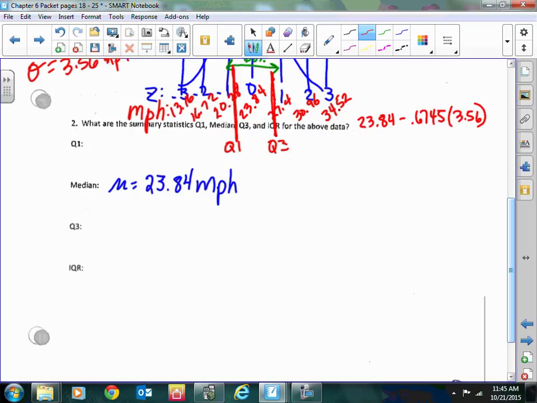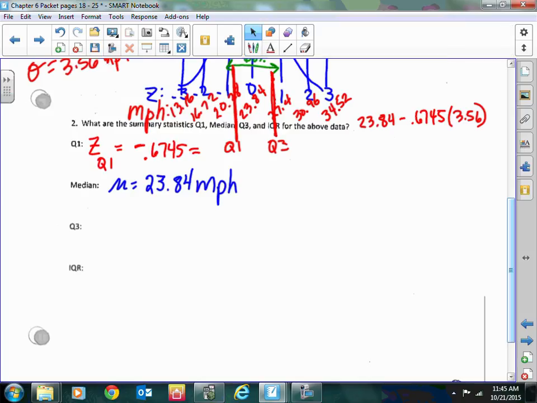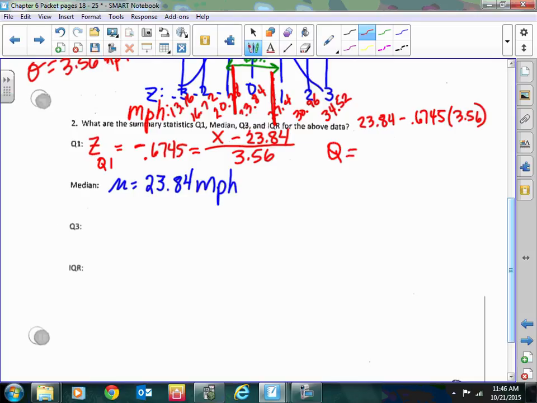But if you're not a common sense person and you just like the formula, it would look like this. The z-score of your Q1 is negative 0.6745. And what we want to know from that is x. And we know the mean, x minus the mean, over the standard deviation. And then you get to solve for that value. Just doing algebra. Label miles per hour because it's context.